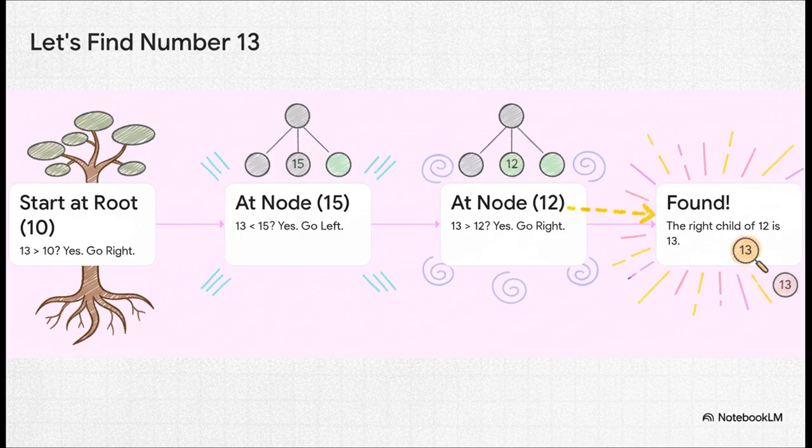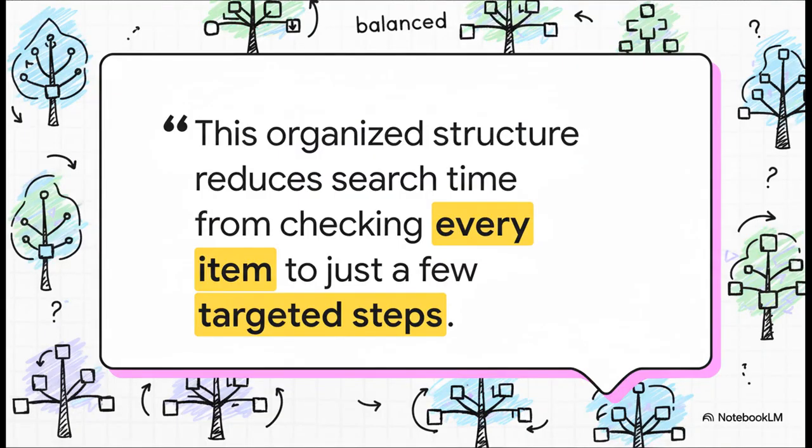Now, is 13 bigger or smaller than 15? It's smaller, so we go left. See? Another chunk of the tree gone. We're at 12. Is 13 bigger than 12? Yep. Go right, and there it is. Found it. In just a few steps, we sliced away huge portions of the data we didn't need to look at. And that's the whole magic trick right there.